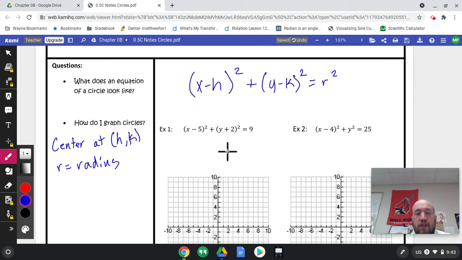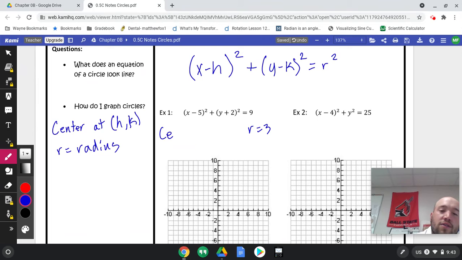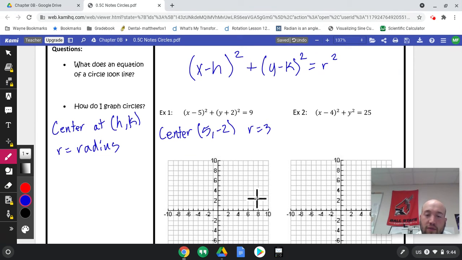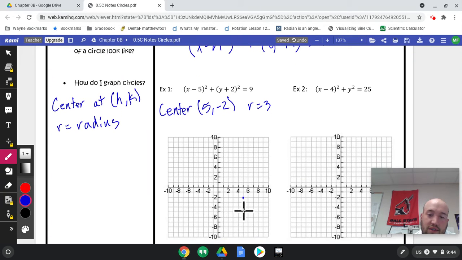So if we look here, example 1, r squared is 9, so the radius is the square root of 9, which in this case is 3. Meanwhile, the center is going to occur at the opposite of this. So instead of negative 5, it will occur at 5, negative 2. So we go to 5, negative 2, and I'm going to put a dot right there. That dot is the center of our circle. And we know it has a radius of 3, which means every part of the circle is 3 units away.